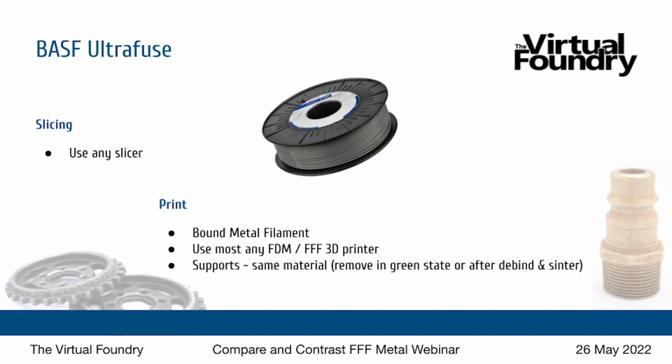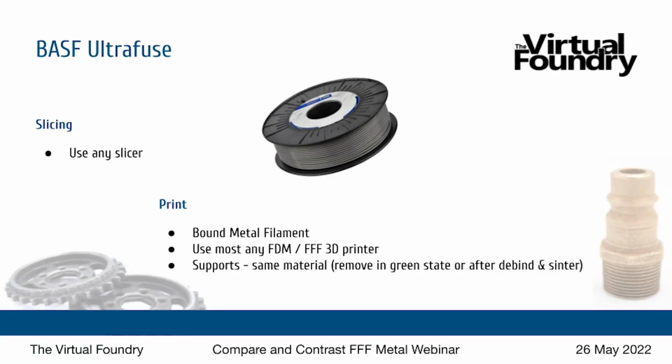Moving from the closed systems to the open architecture filaments, we'll start with the BASF Ultrafuse. In slicing your part for the BASF Ultrafuse, you're going to use any slicer, so the slicer of your choice. For printing, as you can see, it's a bound metal filament, and you're going to use most any FDM or FFF 3D printer. They do suggest things like a closed heated chamber and some other finer points of 3D printing, but you're using common 3D printing equipment in this case.